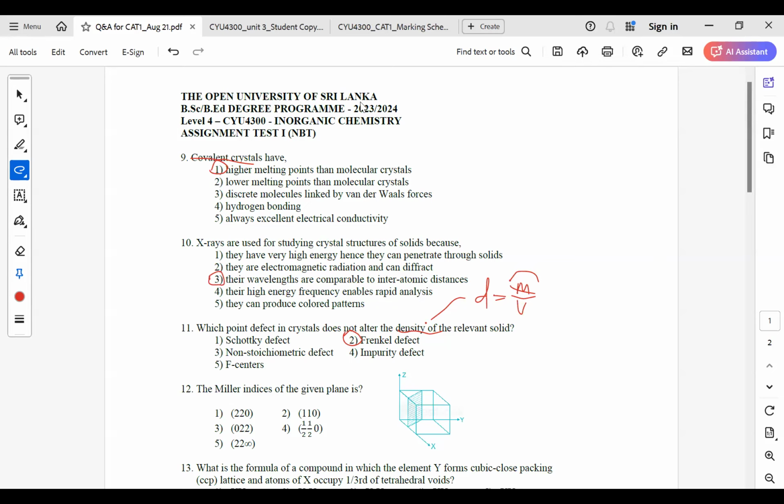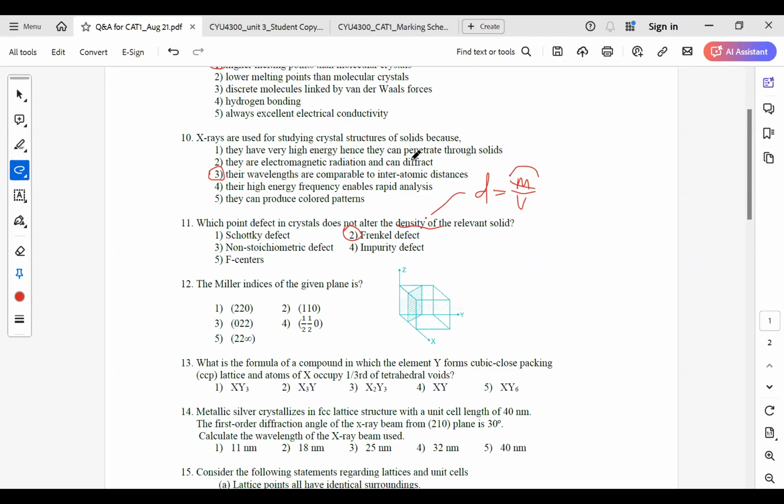Someone is asking whether it's okay to explain in Sinhala. Perfectly okay. Go ahead, please. I want you to discuss. I apologize that I can't accommodate Tamil because I don't know Tamil, but English and Sinhala, welcome.